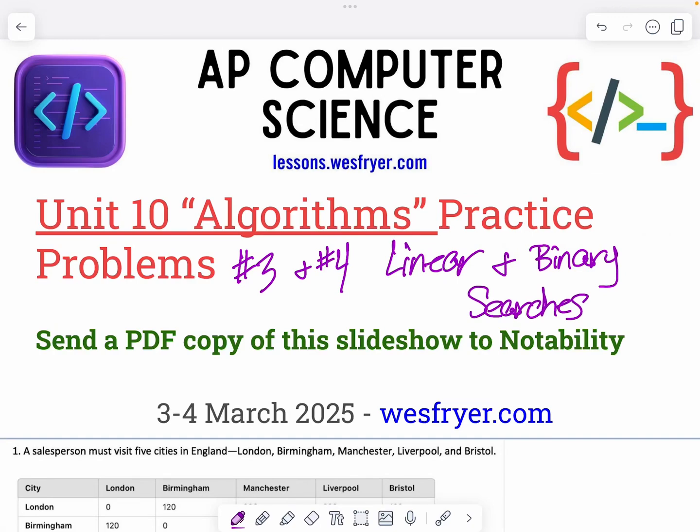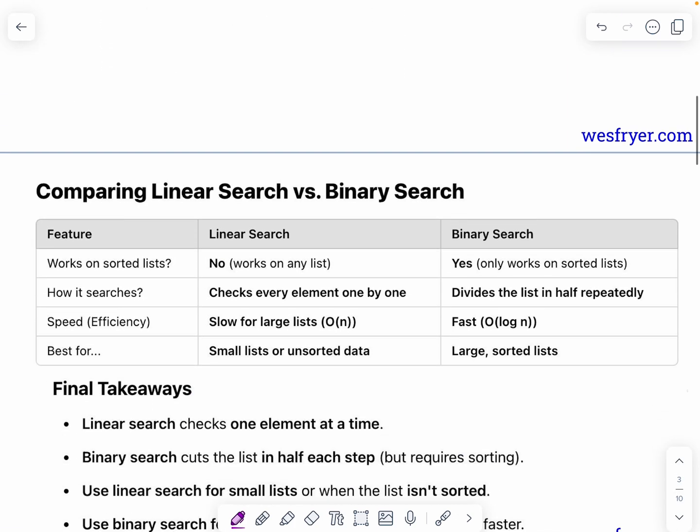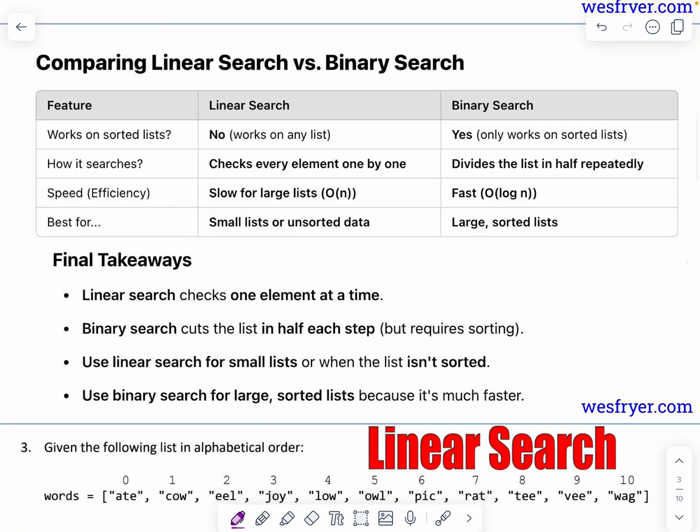Hi everyone, this is Dr. Fryer. It's March 3rd, 2025, and I would like to go over how to answer questions 3 and 4 on the study guide, which involve linear and binary searches. This is actually my second attempt at this, and hopefully I'll be a little bit more efficient this time.